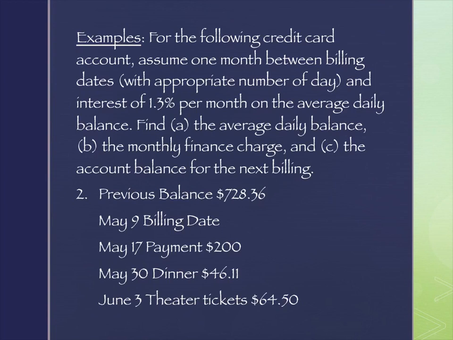So this is our scenario. This is what we have. So we started with a previous balance. So we left on the card, or this person left on their card, that they owed $728.36. Okay? So going into the month, that's how much they owed on previous things that they purchased on their credit card. May 9th is the billing date. And then on May 17th, they make a payment of $200. On May 30th, they go to dinner, spend $46.11. On June 3rd, they buy theater tickets for $64.50. And we're going to take a look at how we figure out the 3 pieces of information above: average daily balance, monthly finance charge, and the account balance for the next billing cycle.